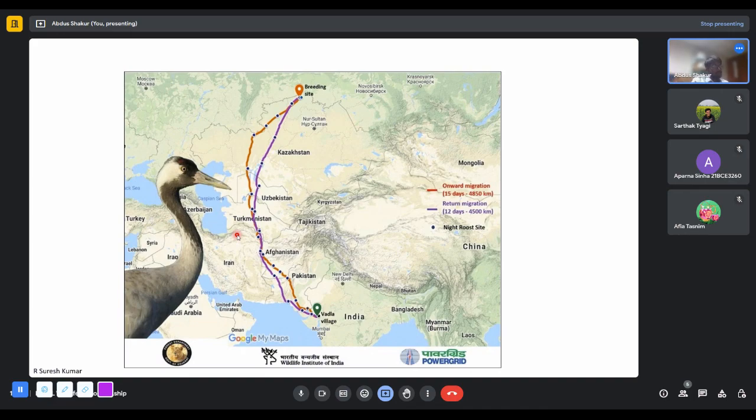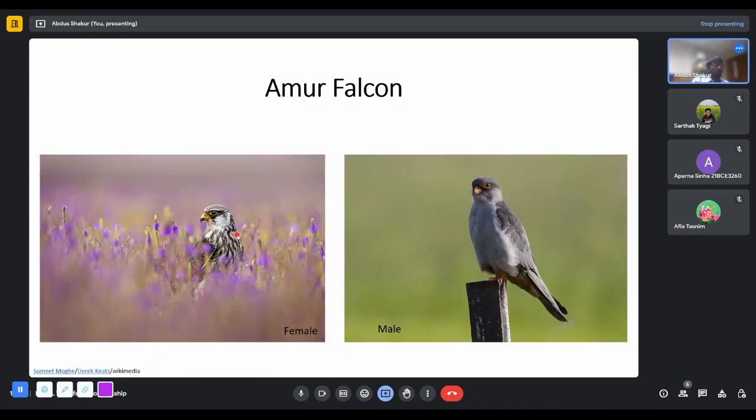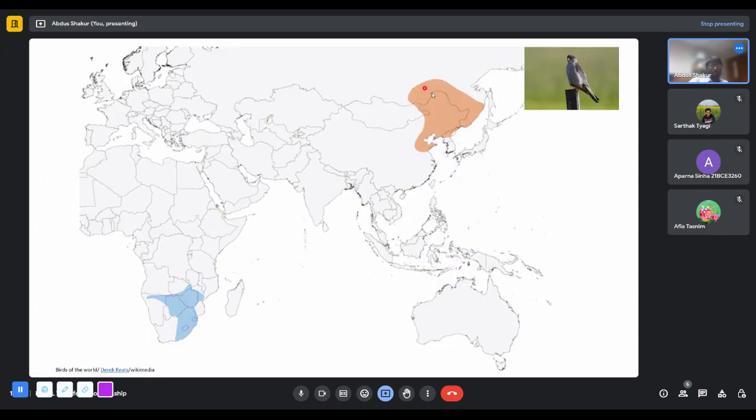And there are some species that fly non-stop. There are some species that rest. Going ahead, this is one such famous example that a lot of people might have heard of, the Amur falcon or Falco amurensis. It's named Amur falcon because it's found in this region, especially in eastern Siberia. It breeds there and then winters in Africa.